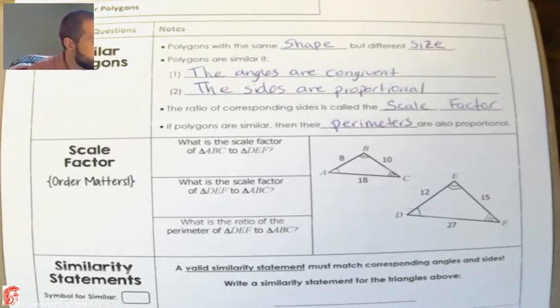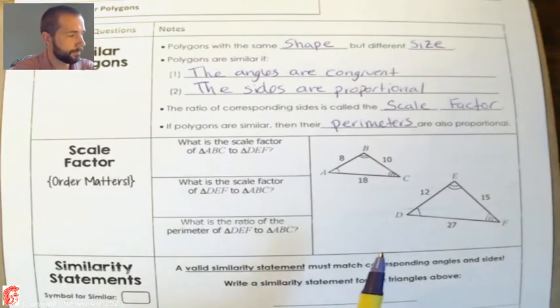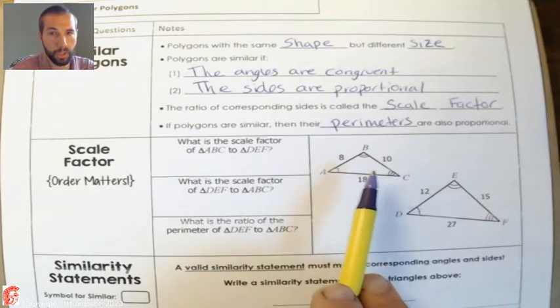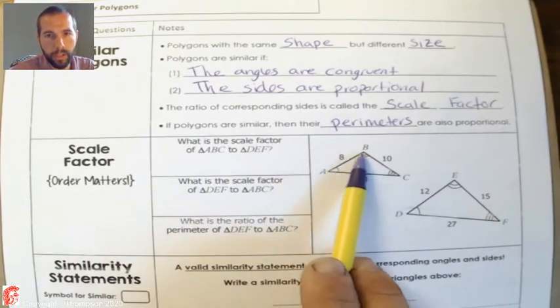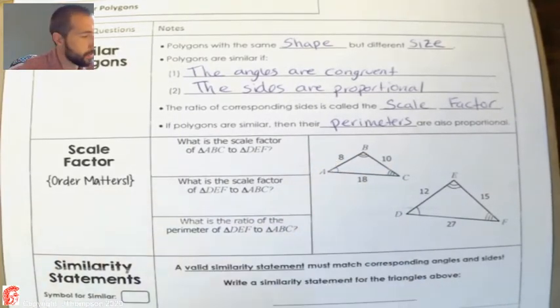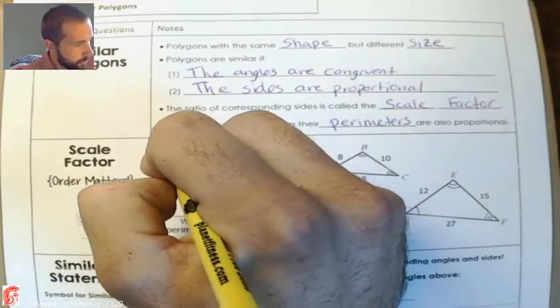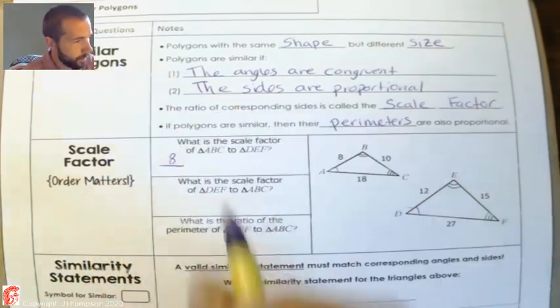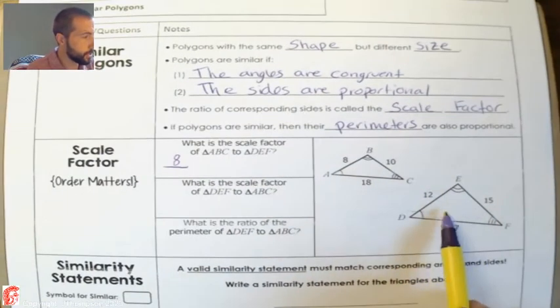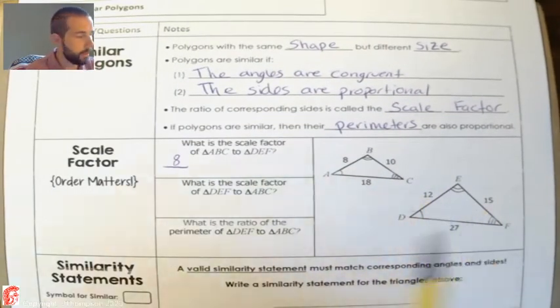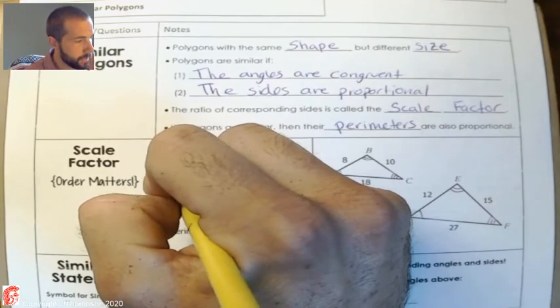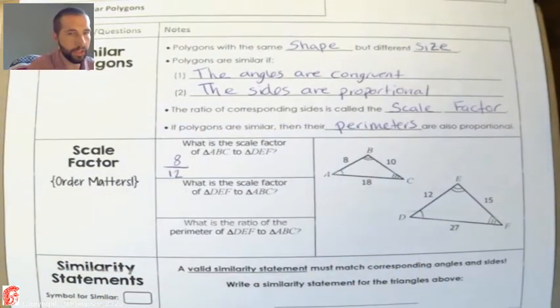So the scale factor is relating two corresponding sides to each other and then reducing that number. So you can pick any two sides that correspond to each other. Usually what I'll do, I'll just pick the smallest one. So in the triangle ABC, 8 is the smallest one. So I'm going to put 8 over, and then the smallest one in this would be 12. So the 8, which is the smallest in ABC, corresponds with the 12 in triangle DEF.